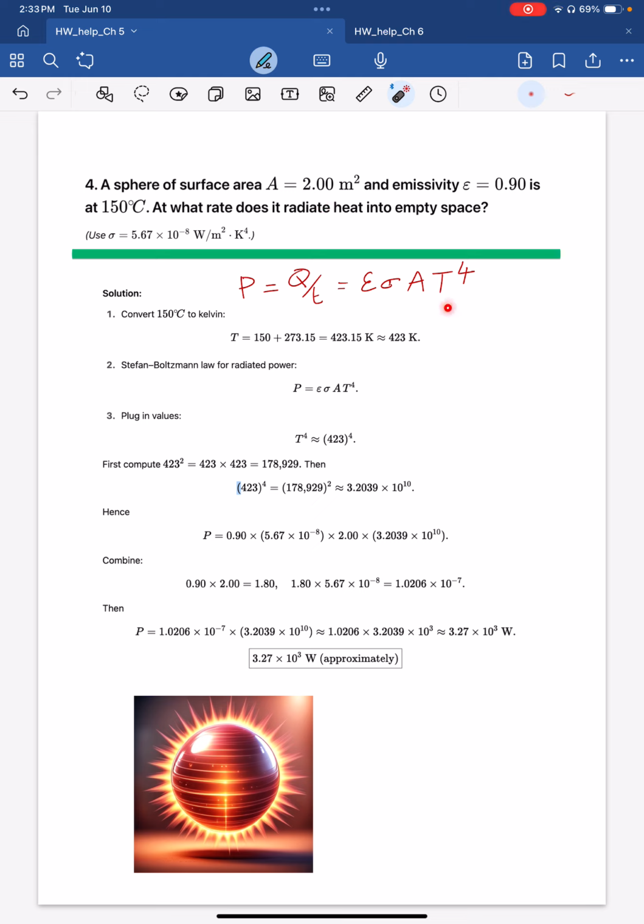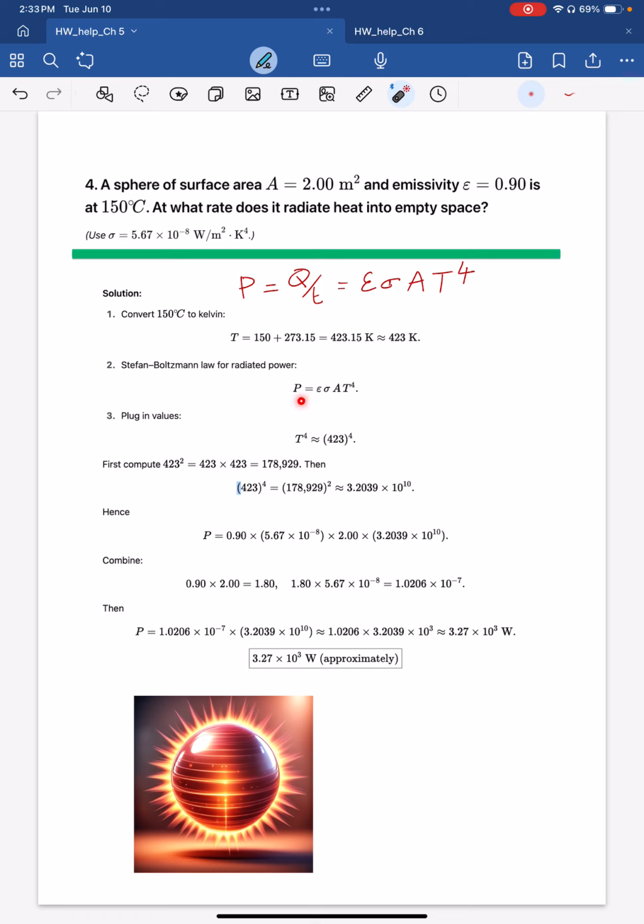Temperature must be in Kelvin. Remember, this is in Celsius. So the first thing that you have to do is change it into Kelvin. Add 273.15, and you get it as 423 Kelvin approximately. There's no need of 0.15. You can just add 273.